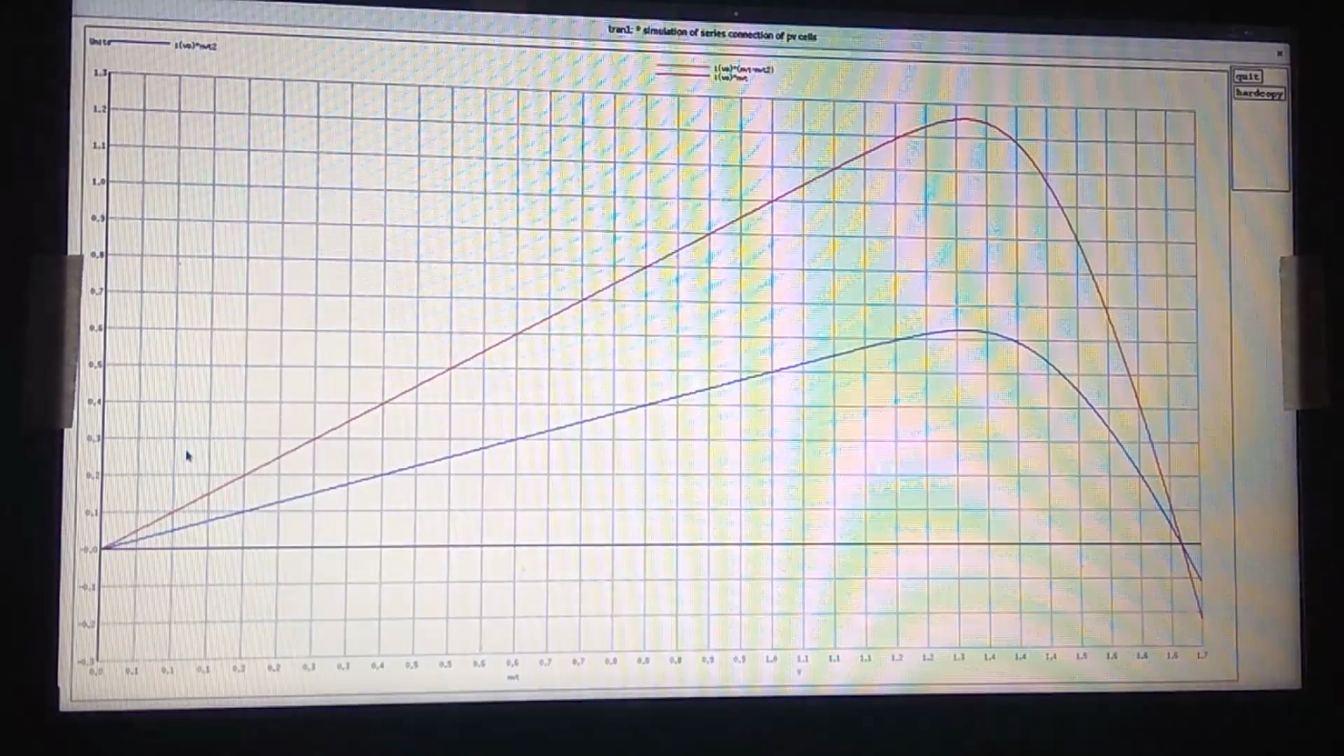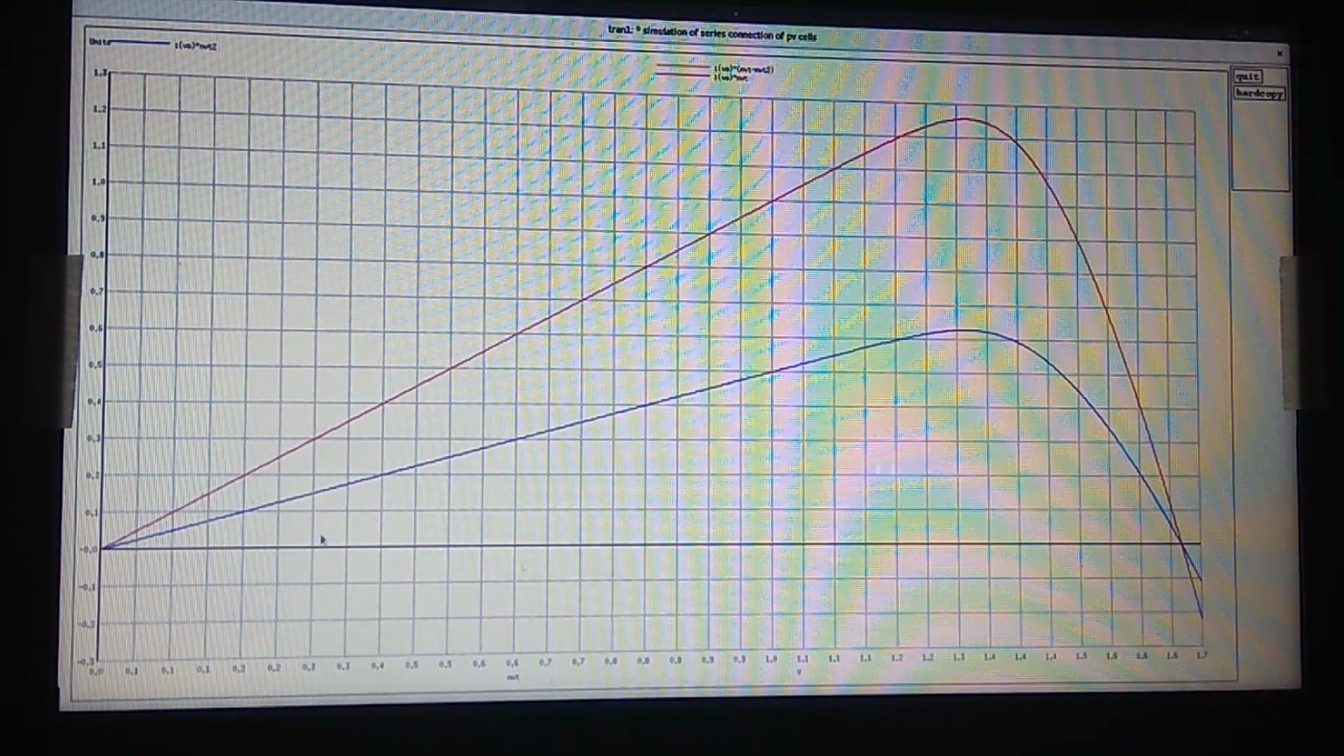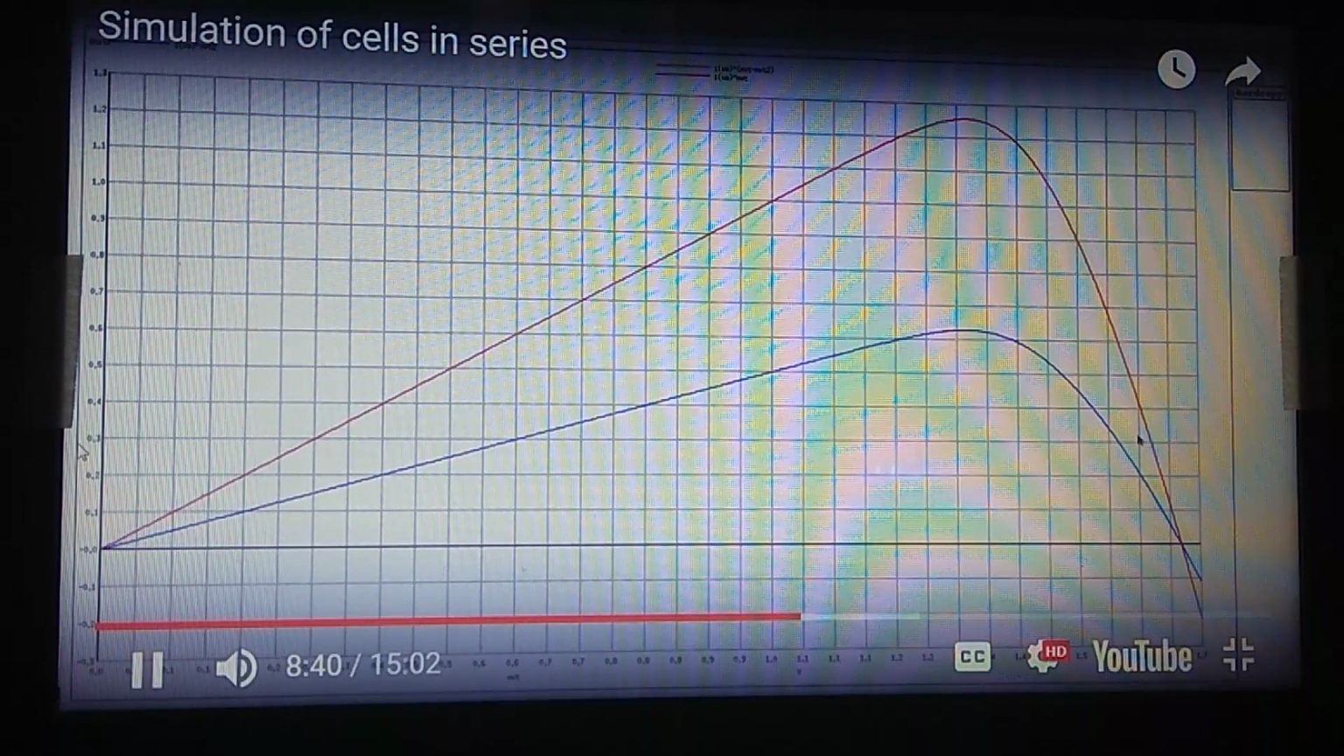You see them here. So you see that the blue one is power versus voltage for cell 1 and also cell 2, orange superimposed, and the red curve is the power versus voltage curve for the series combination.